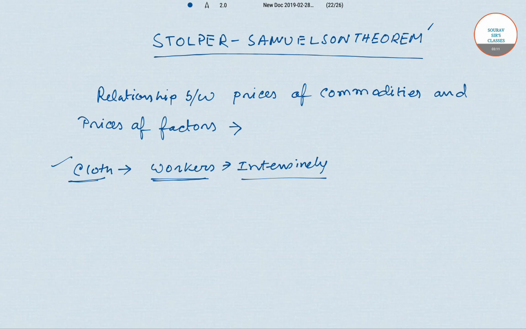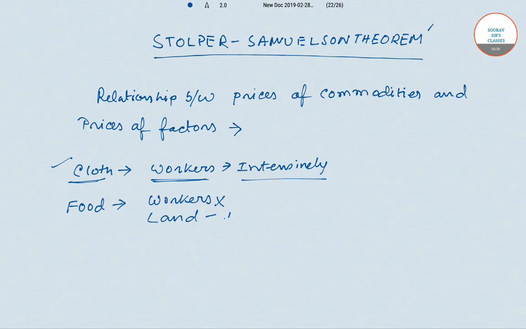Now we also know that the production of food does not use workers intensively, rather it uses land intensively. We also know that a change in relative prices will unambiguously raise the purchasing power of workers and lower the purchasing power of landowners by raising the real wages and lowering the real rent in terms of both goods.